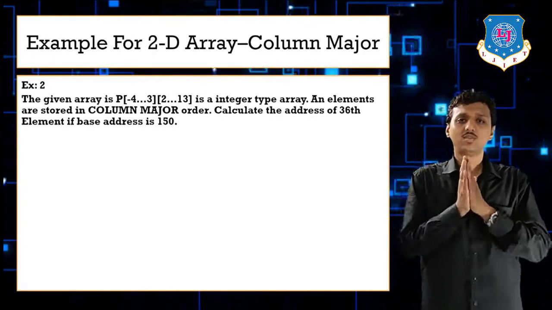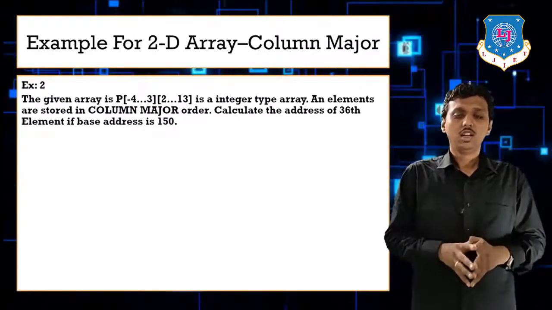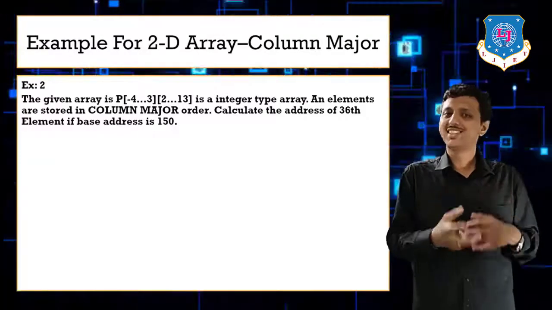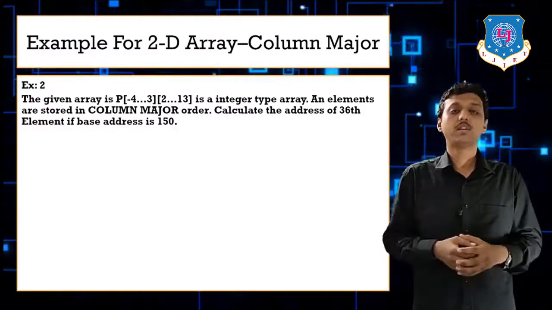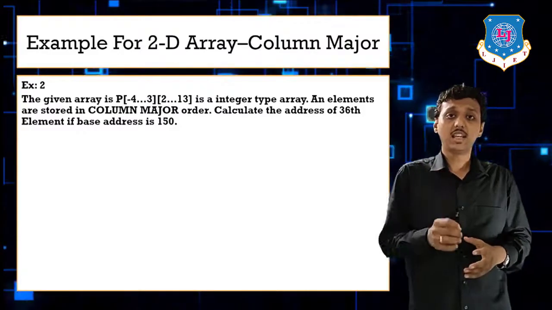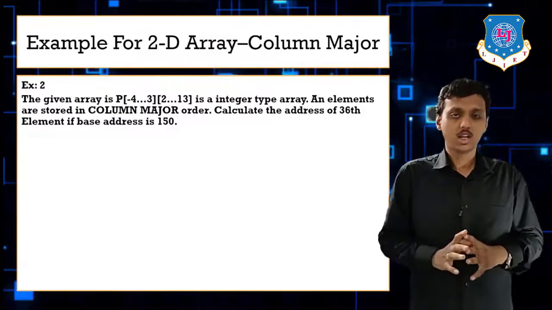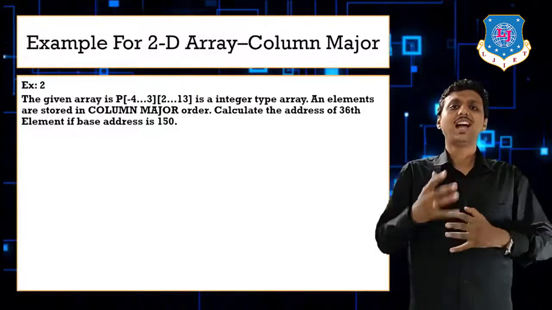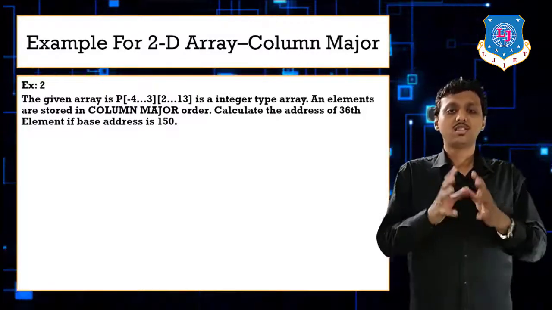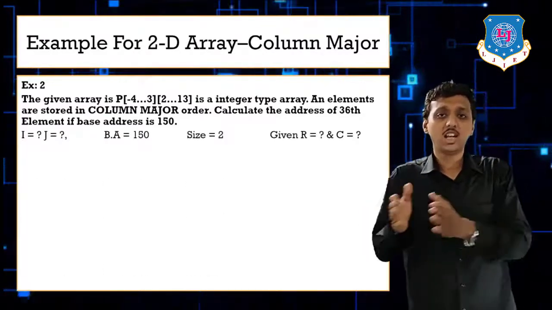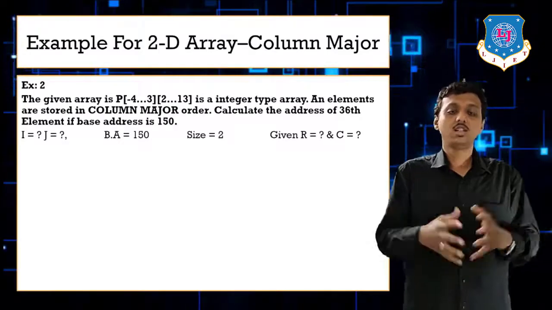Now this is very important. Here there are no details about I and J, that is, what exactly the row index and the column index are. We need to find them out, but the given data is to calculate the address of the 36th element. So before moving forward to I and J, we first need to write out the given data. Here I and J are not given.